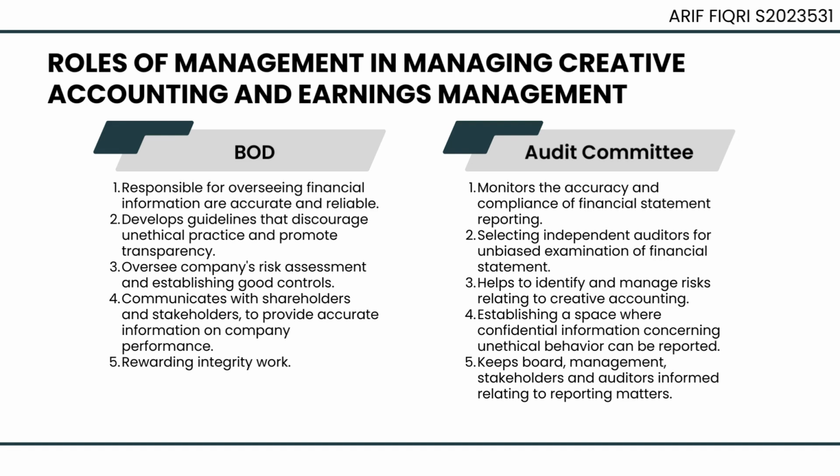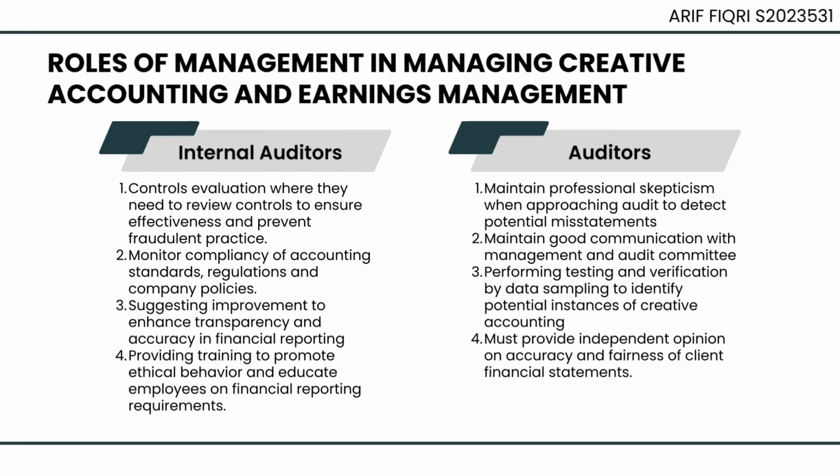For the audit committee, they can, number 1, monitor the accuracy and compliance of financial statement reporting. Number 2, select independent auditors for unbiased examination of financial statements. Number 3, help to identify and manage risks relating to creative accounting. Next, we have internal auditors. Number 1, controls evaluation, where they need to review controls to ensure effectiveness and prevent fraudulent practice. Number 2, monitor compliance with accounting standards, regulations, and company policies. Number 3, suggest improvements to enhance transparency and accuracy in financial reporting. Number 4, provide training to promote ethical behavior and educate employees on financial reporting requirements.